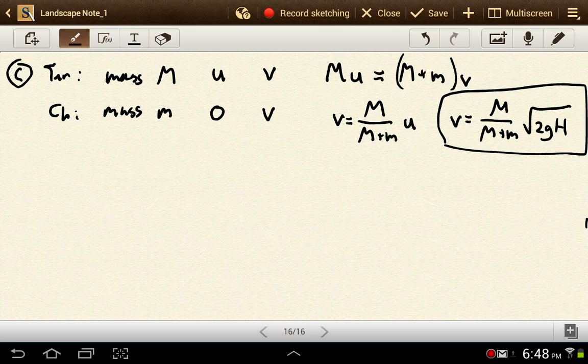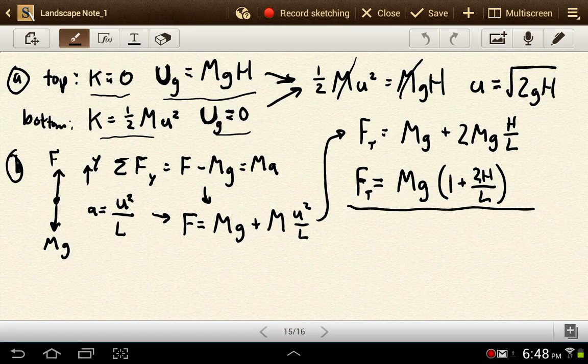Okay, part D, I believe, asks what is the tension in the vine at this point. So it's basically the same answer we had here, except that instead of plugging in little m, we plug in the total mass. So let's go back to this result, and instead of using Tarzan's mass, we're going to use Tarzan plus Chug Chug's mass, and instead of using little u, we're going to use little v, which we've already found.